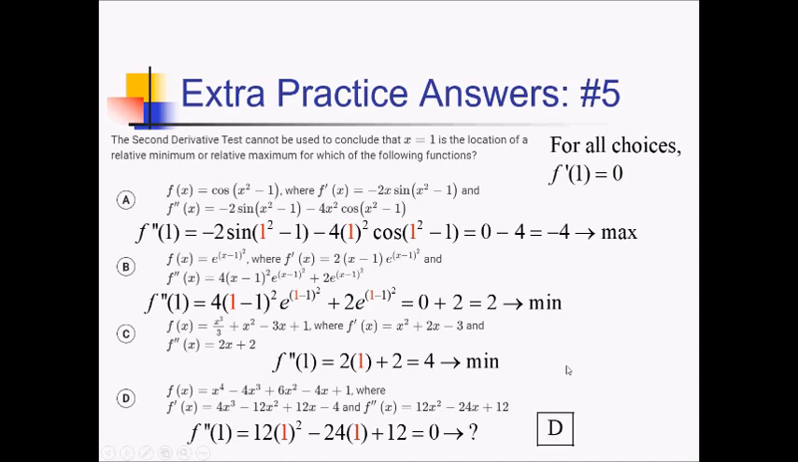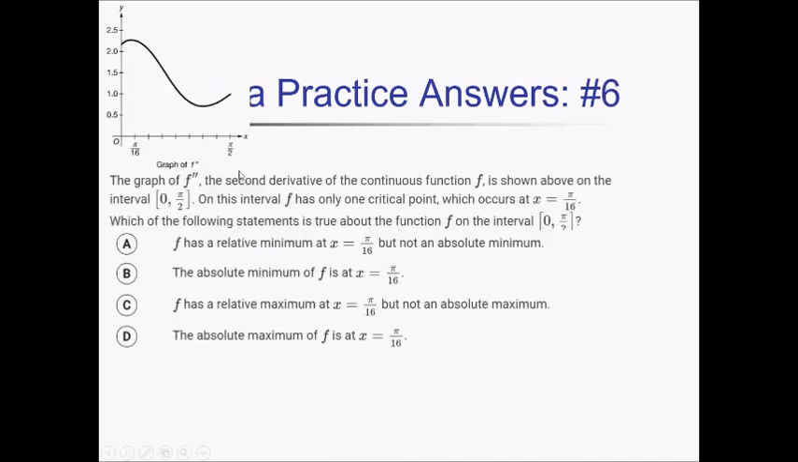choice D. For this problem, we are given the graph of f double prime on the interval from 0 to pi over 2, and we are told explicitly on this interval f has only one critical point, which occurs at pi over 16. Which statement is true about the interval from 0 to pi over 2? So we have a relative min versus a relative max, and there's also the question of whether that's also going to be an absolute min or an absolute max. So these are two separate questions.